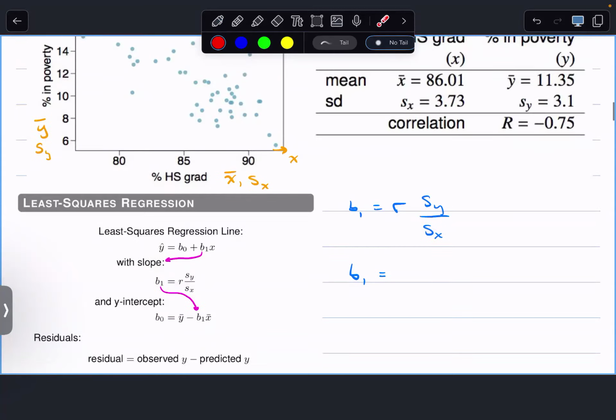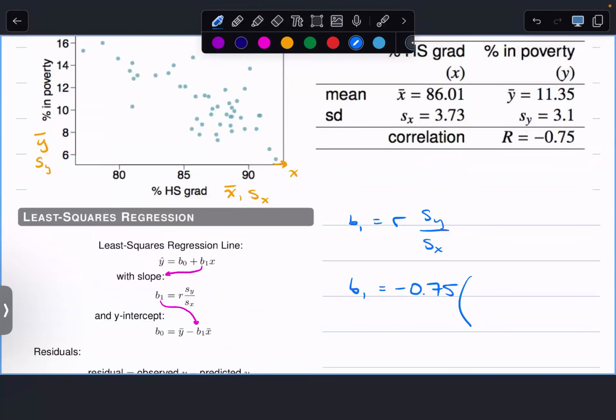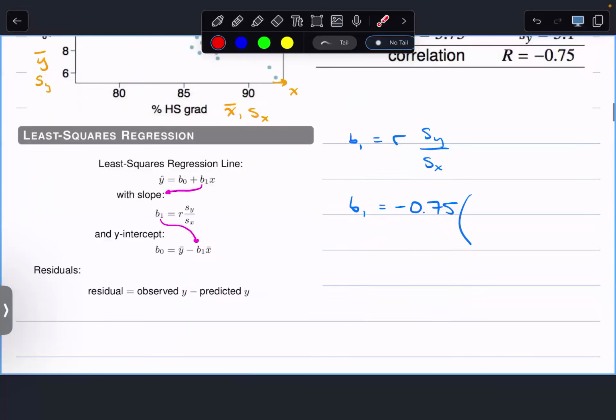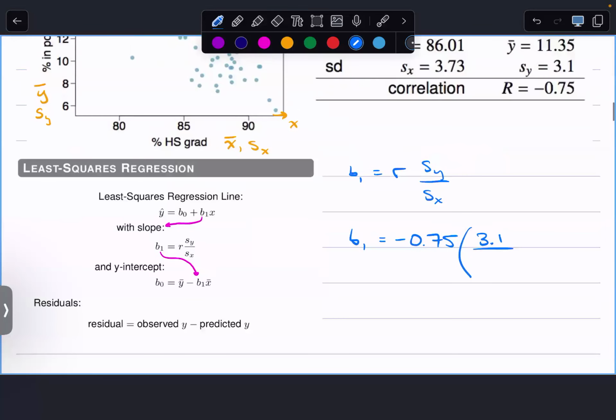And so let's see here, negative 0.75. Talk me through everything that you're doing, right? There's no harm in that. SY, here it's given explicitly as 3.1. Otherwise, you'd have to figure out, okay, which one is my X, which one is my Y, and what are the means and the standard deviations. But in this case, they're given: 3.1 over 3.73.